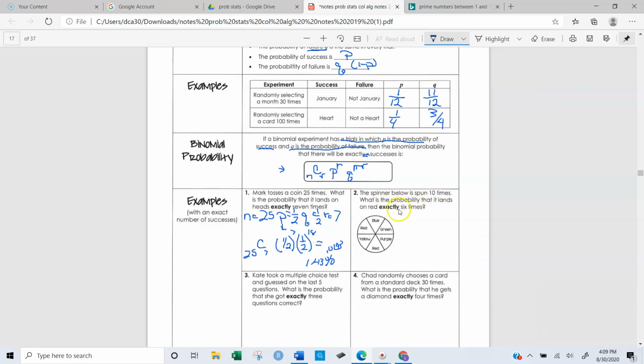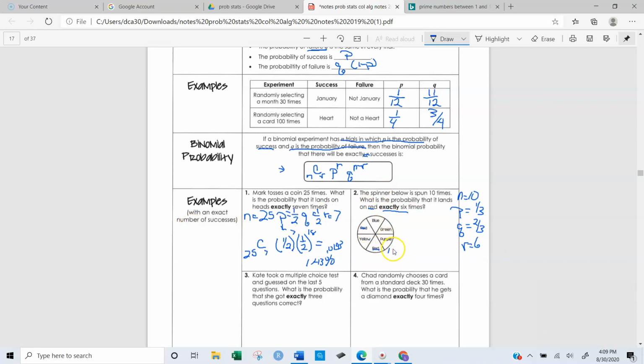Spinner spun 10 times, so I know n equals 10. What is the probability that it lands on red? So P is red, Q would be not red. So I look around here, I have 2 red. So the probability of red is 2/6 or 1/3. So not red then is 2/3. And how many times do I want this to be true? Exactly 6. So I've got my n, P, Q, r.